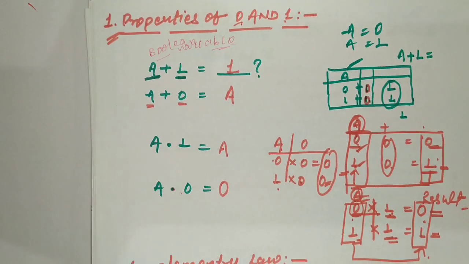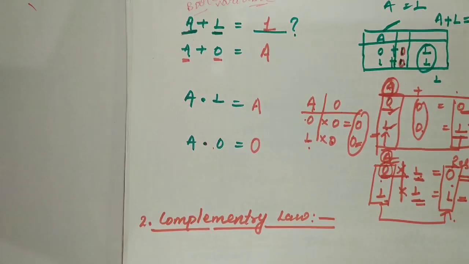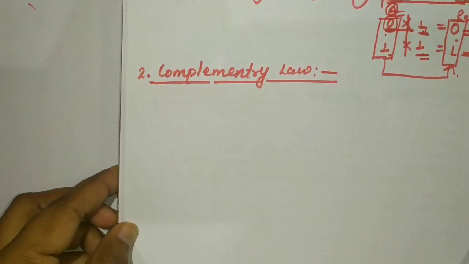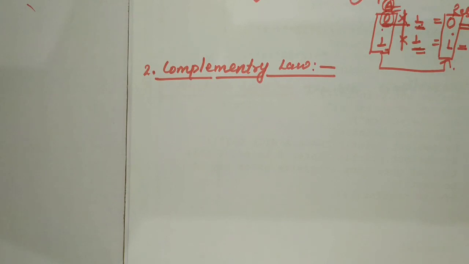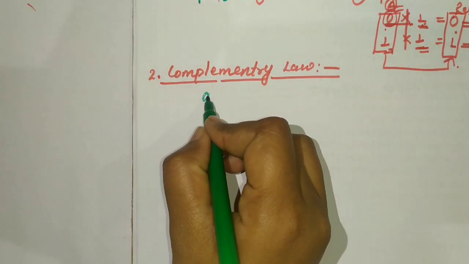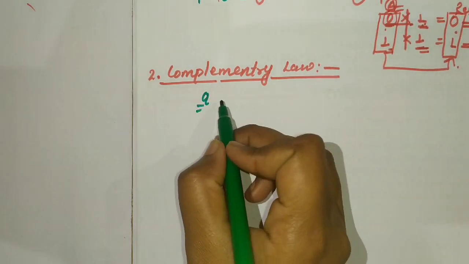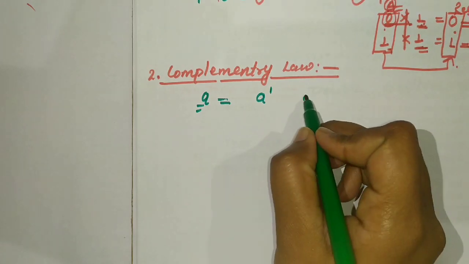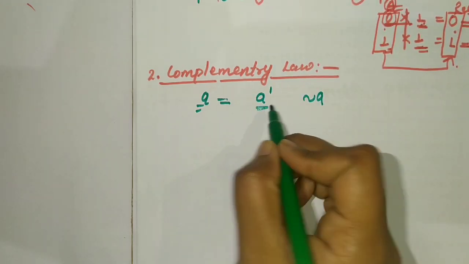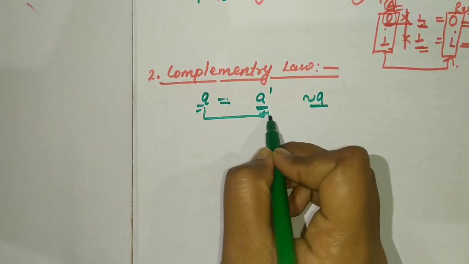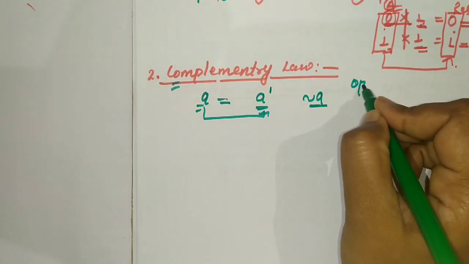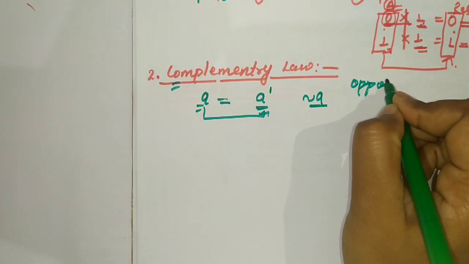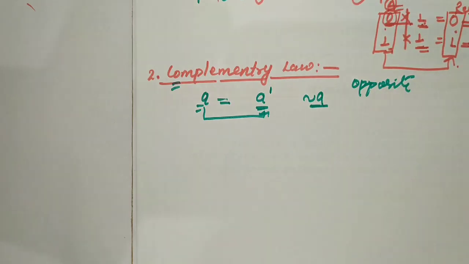Next we move to the second law. The second one is the complementary law. What is the meaning of complementary? What is a complement? Suppose a variable is a, so the complement of a is a dash or a not. This is the complement of a. Complement means the opposite value.